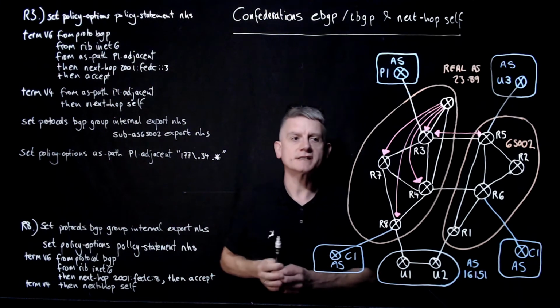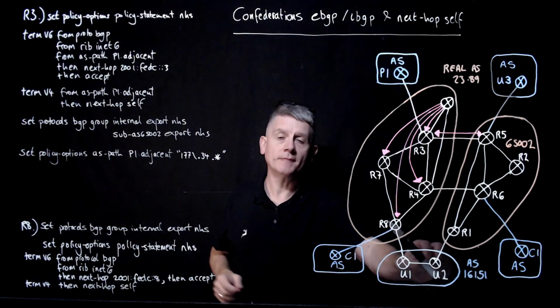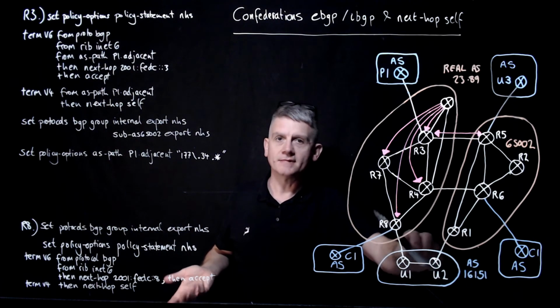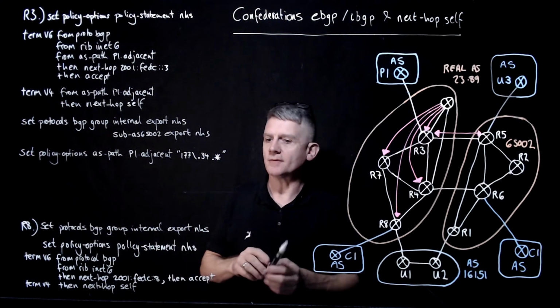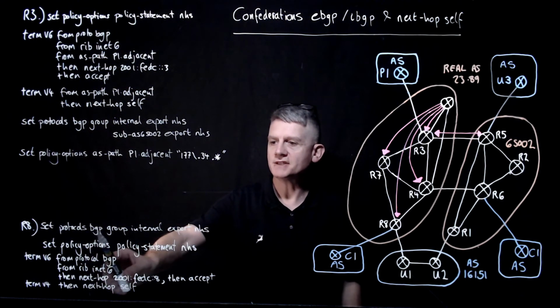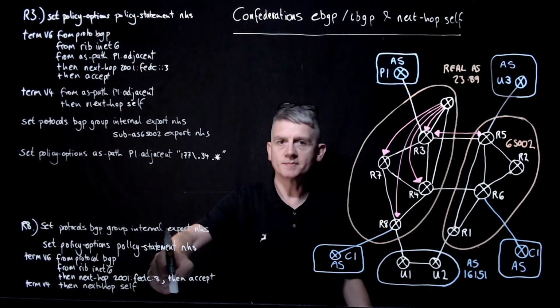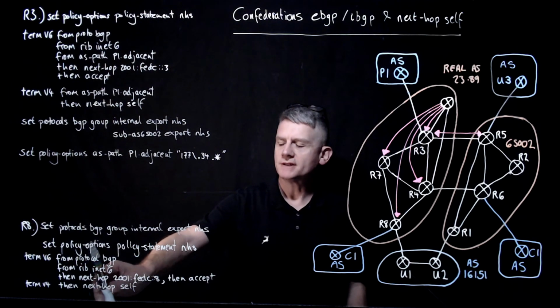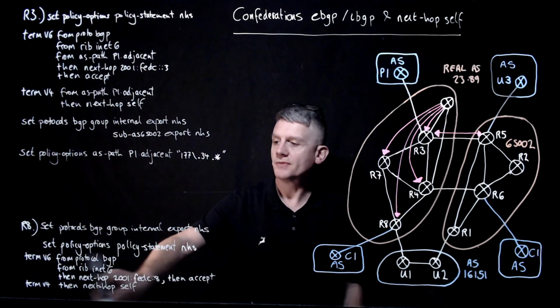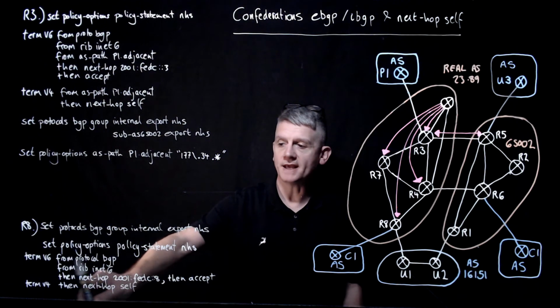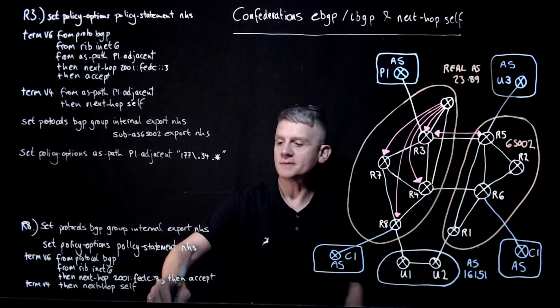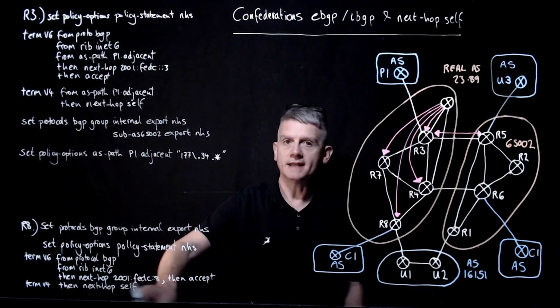Now let's contrast that with what router 8 is going to be doing. Router 8 is not running CBGP. It has an external peer, and of course it needs to set the next hop. So set protocols BGP group internal, export next hop self, and when we look at the next hop self, set policy options, policy statement next hop self, term v6 from protocol BGP, from RibINet 6, then next hop, this is the IP version 6 address, then on the next line, then accept, and then term v4, then next hop self.